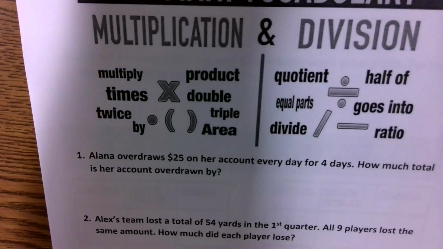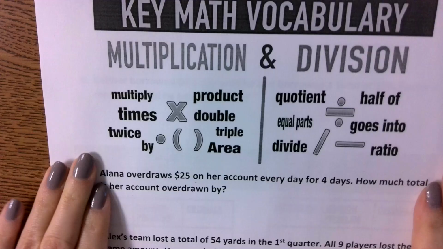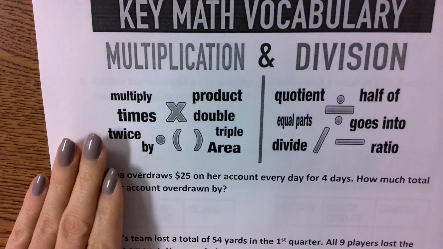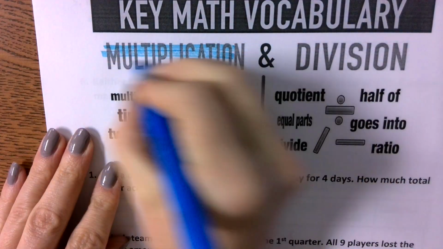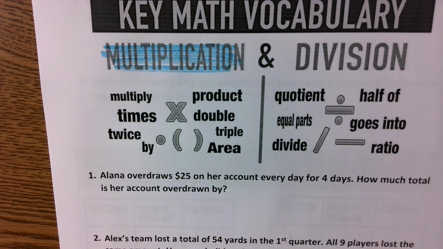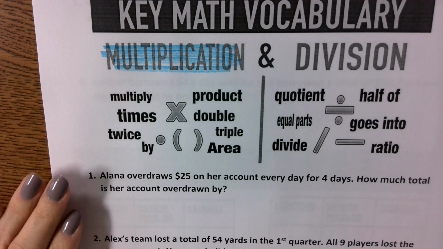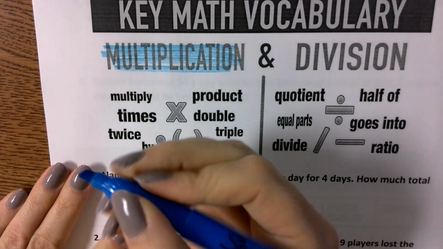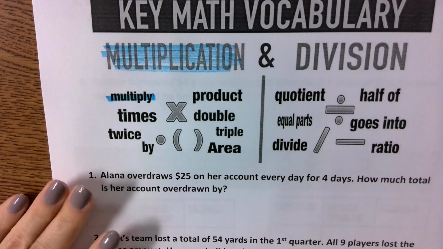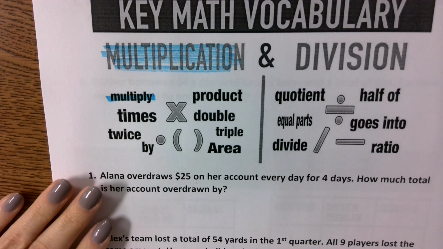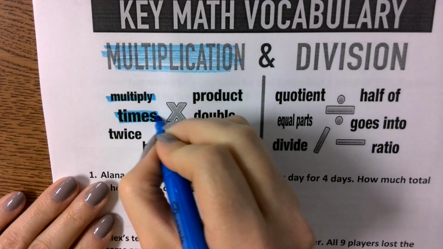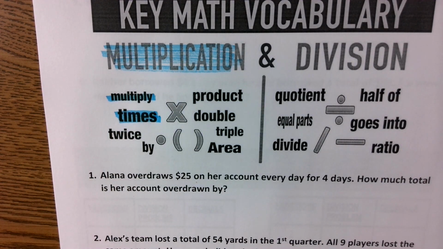Vocabulary. Remember we said vocabulary is very big in this unit. So here's some vocab terms that mean multiplication and division. We're going to start with multiplication. We've got some simple terms that you guys should always have known. If you see the word multiply, then you're going to multiply, right? If we see the word times, that means we're going to multiply.